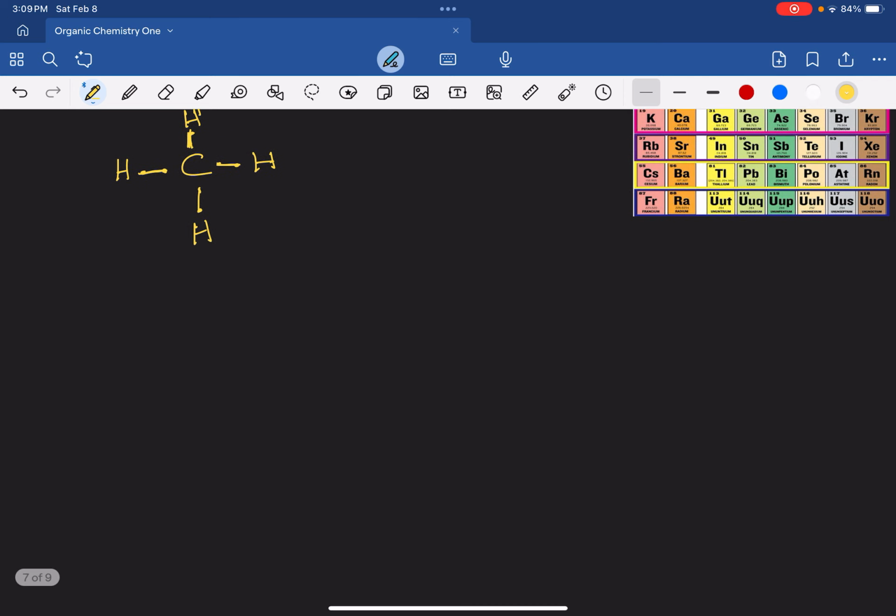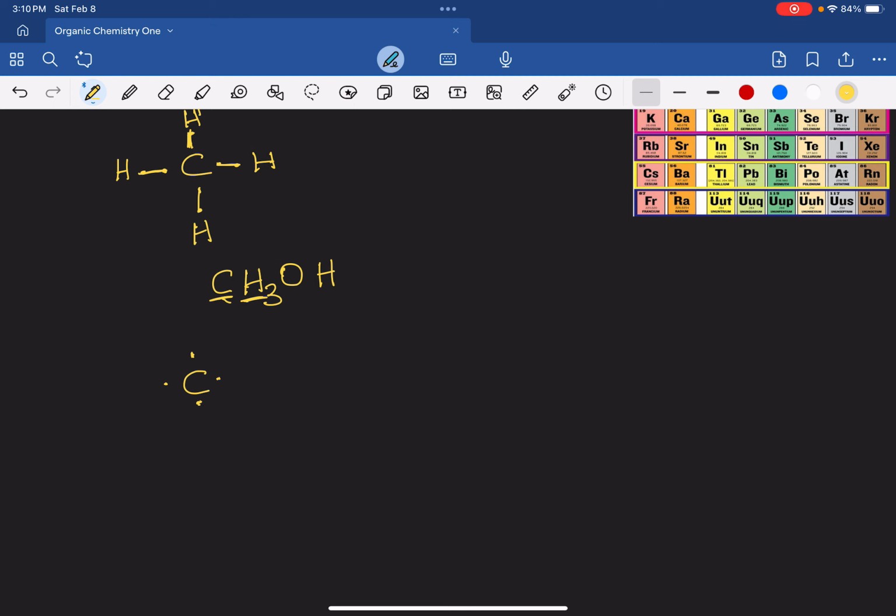Let's do the Lewis dot structure for CH3OH, an alcohol. Again, do the same thing. Write down your carbon, and carbon has 4 valence electrons. We know that from the group, right? Now, if you look at this carbon, it has 3 hydrogens next to it. Those 3 hydrogens could only be on the carbon, right?